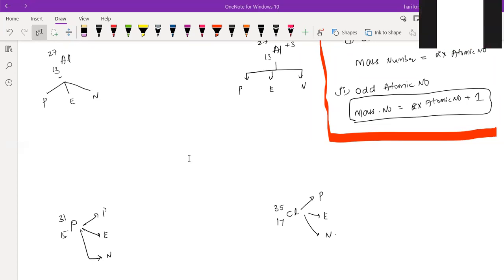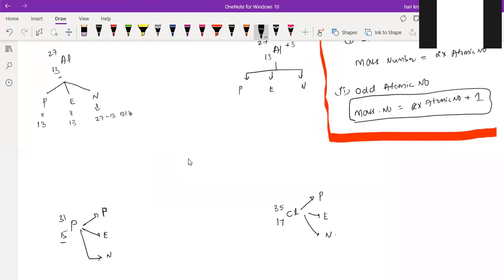So if you take aluminium, atomic number is equal to proton only, right? So atomic number is equal to proton. And electron also, for a neutral species, is equal to 13. Here 27 minus 13 is equal to 14. Clear this one?